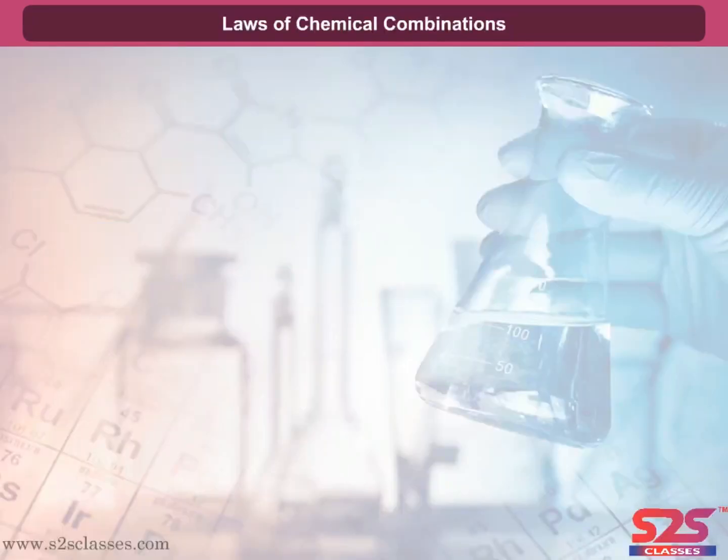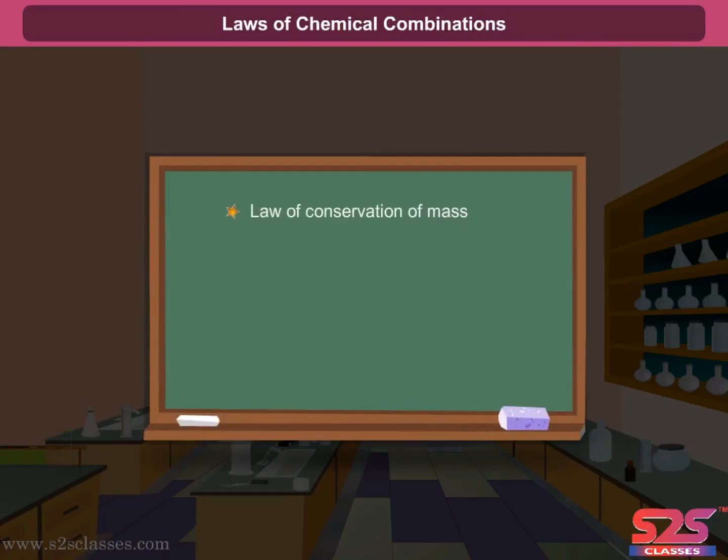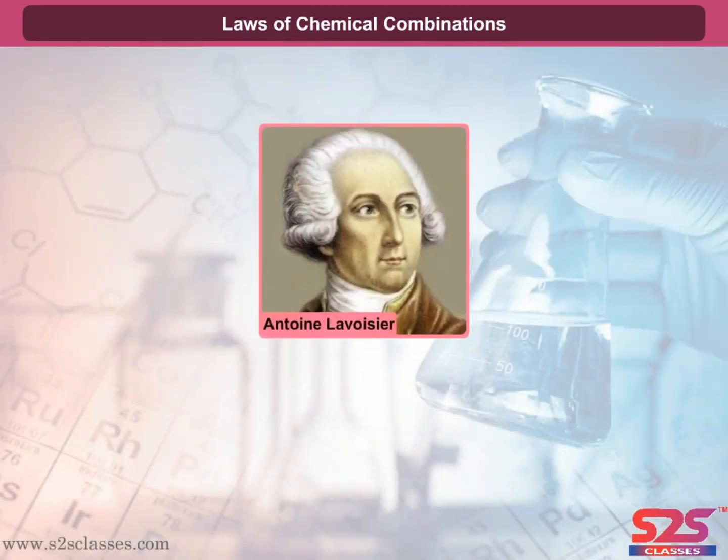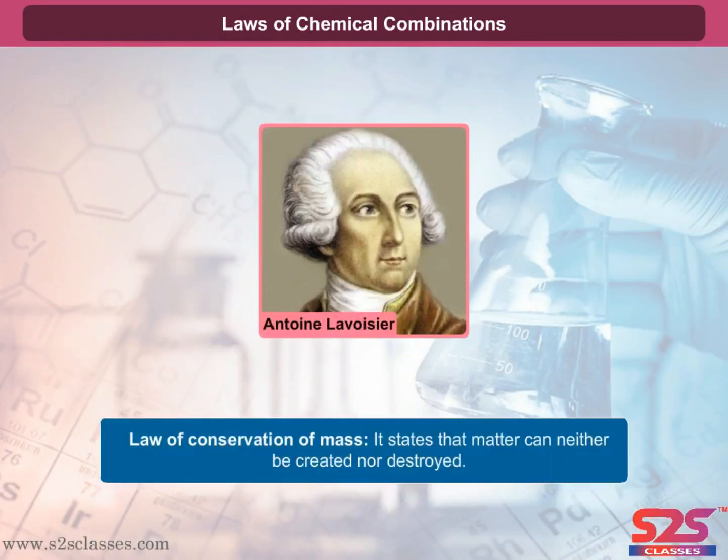Laws of chemical combinations. There are 5 basic laws of chemical combinations that govern every reaction: law of conservation of mass, law of definite proportions, law of multiple proportions, Gay-Lussac's law of gaseous volumes, Avogadro law. Antoine Lavoisier established the law of conservation of mass. It states that matter can neither be created nor destroyed.